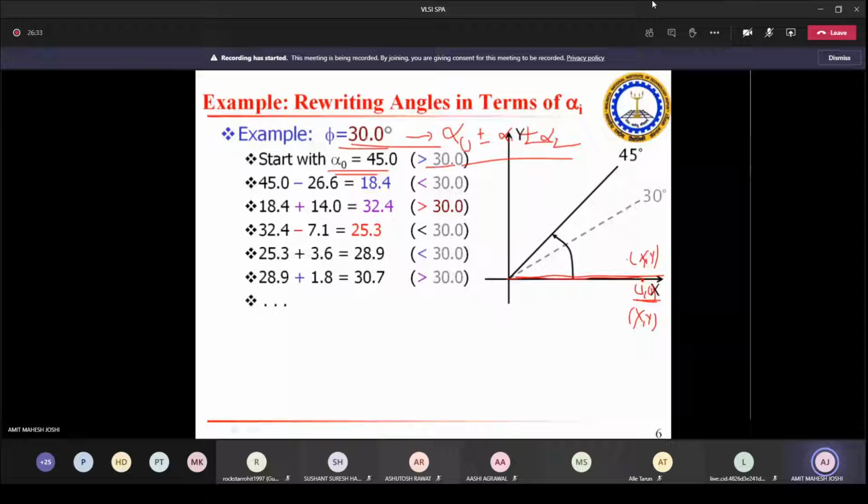Why is this 30 important? This is my actual angle. So if 45, which is my alpha 0, is greater than whatever I am looking for, then for the next alpha I always need to subtract.